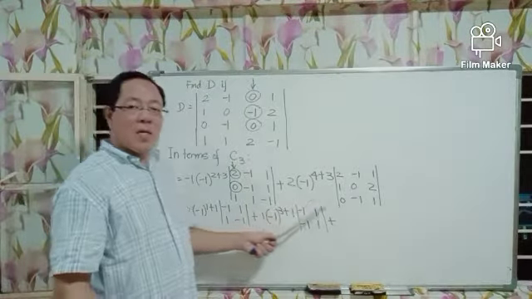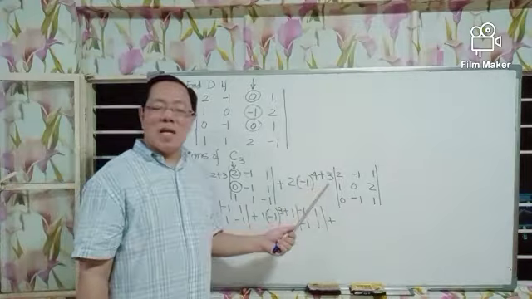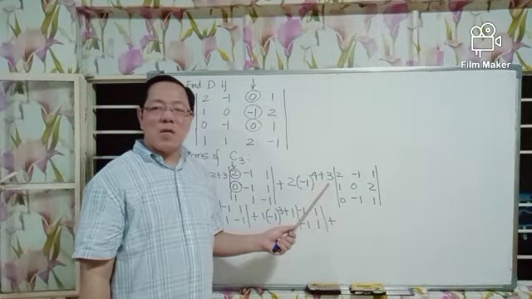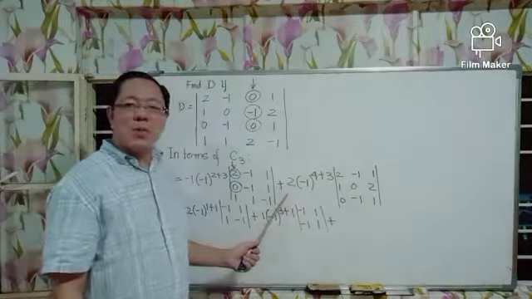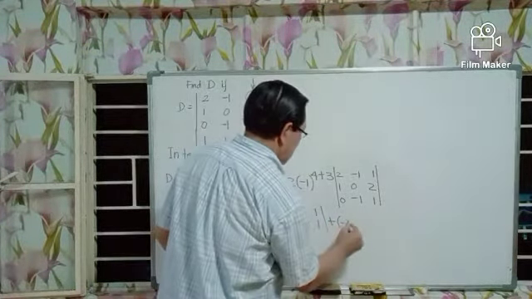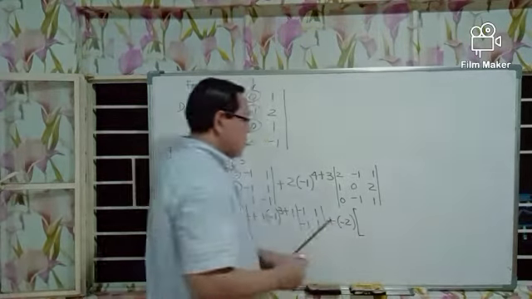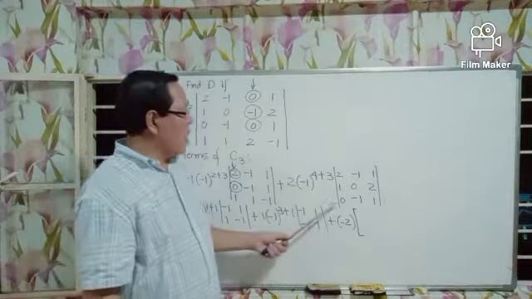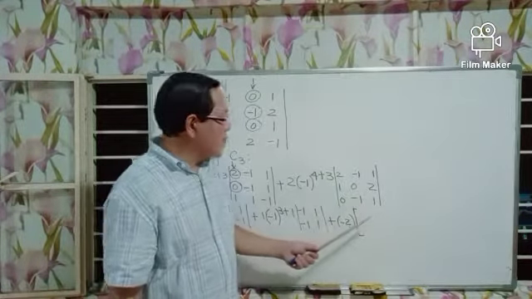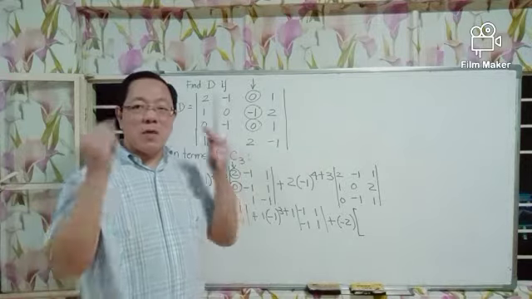Now we simplify this second term. Negative 1 raised to 4 plus 3 is negative 1 raised to 7, which is equal to negative 1 multiplied by positive 2, which is negative 2. We multiply negative 2 by the value of this determinant of order 3. And again, we use a row or column where we have the greatest number of zeros.